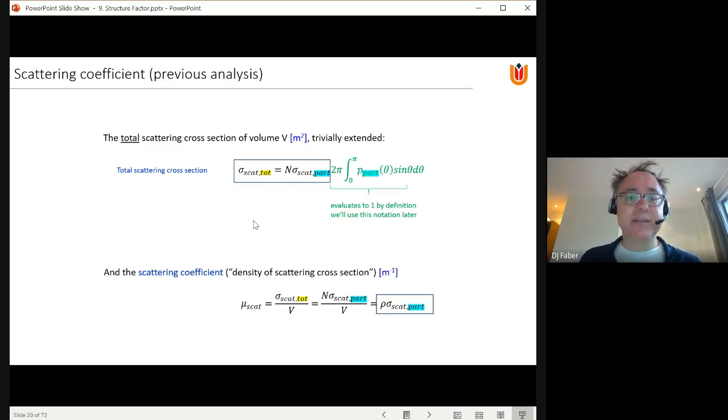Then the scattering coefficient, the density of scattering cross-section, as it is defined, is taking the total scattering cross-section and dividing it by volume, and that gives you the density in the expression. Okay, we had this.